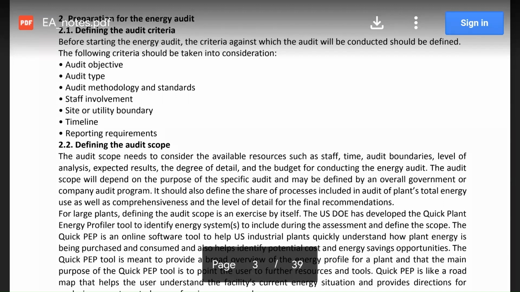Third is the audit methodology and standards. The audit methodology could include the process which is involved, the sequence which is to be followed, the precision which is required, and the level of analysis which is to be done. So that is under this audit methodology. And the standards which are to be undertaken.